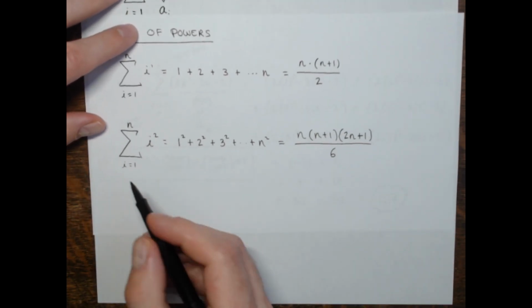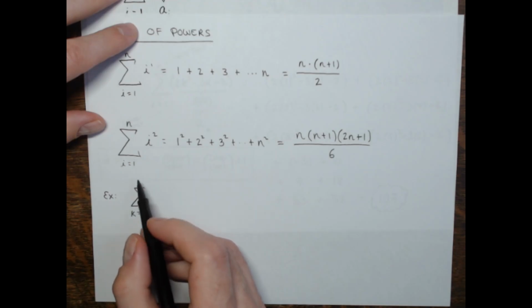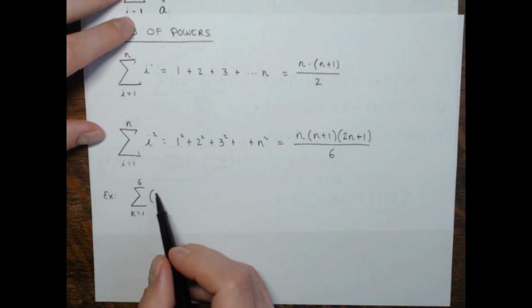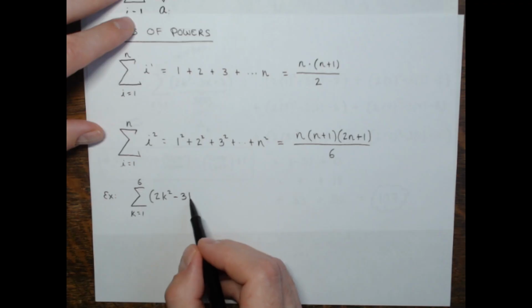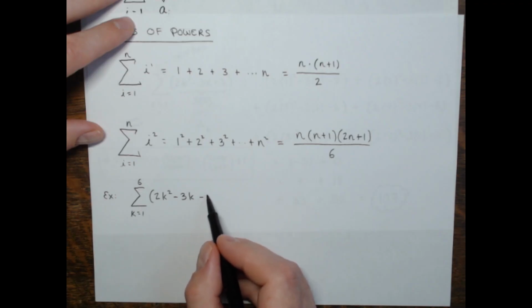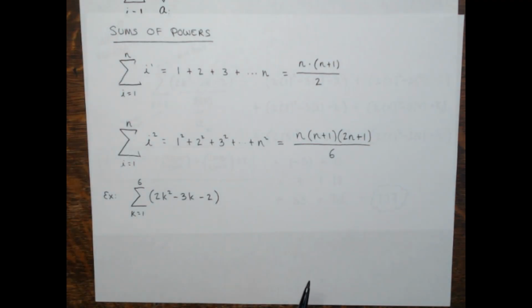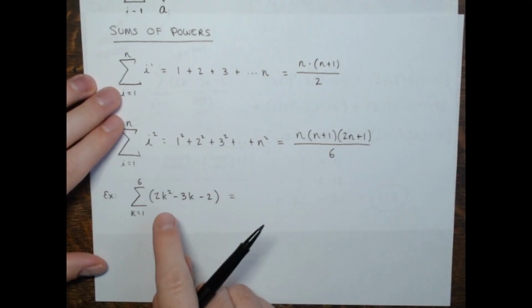Look, here was the first problem that we were given. We had the sum from k equals 1 to 6 of 2 times k squared minus 3 times k minus 2. So when they're saying, use the properties of sigma notation and the rules for sums of powers to evaluate this sum, this is what they're talking about.